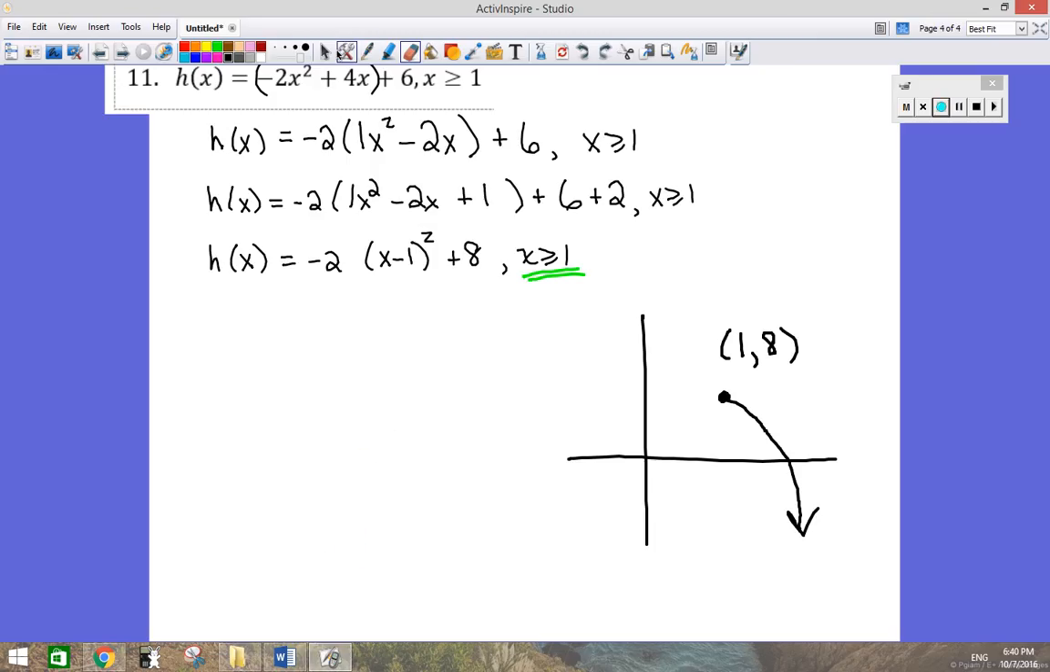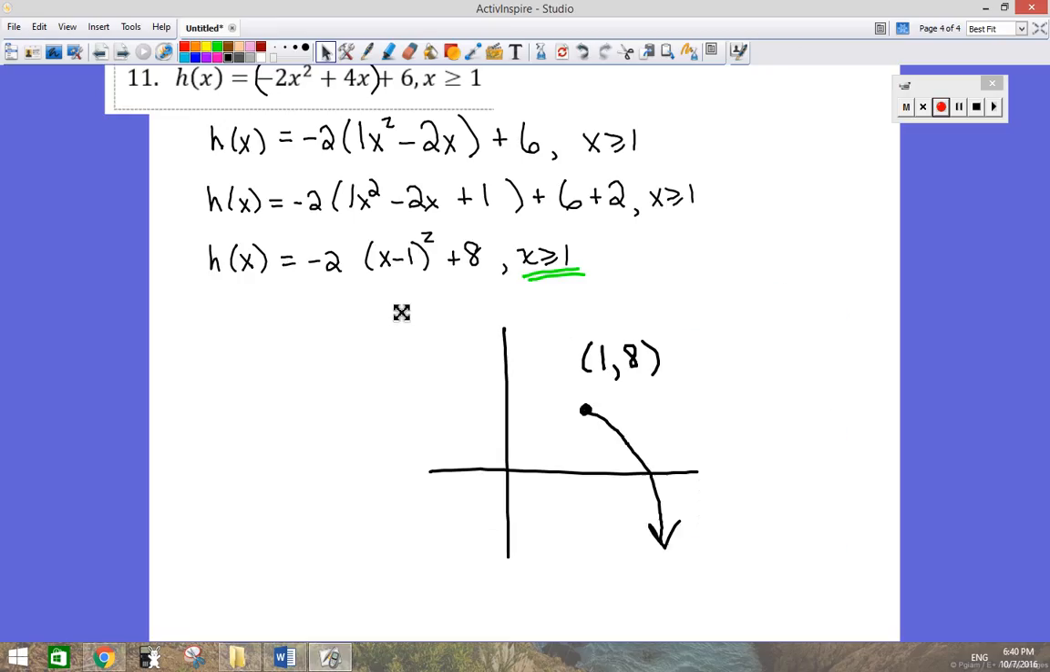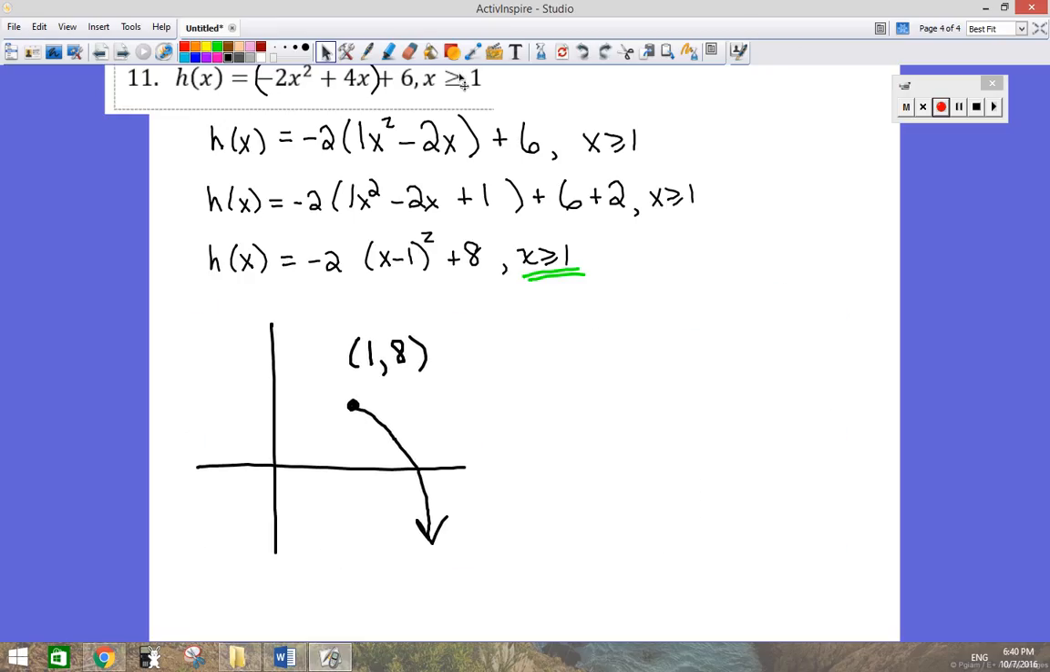Alright, from looking at this graph, can you tell me what the range is? Say yes, sir. All of these points have a y-coordinate that's smaller than 8. So I know that all of these y values are less than, and the vertex, the y value is actually equal to 8. It's less than or equal to 8.